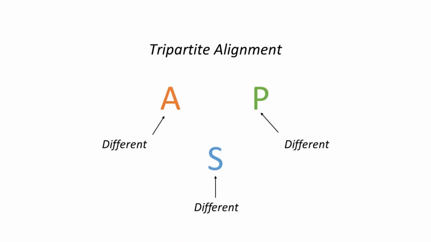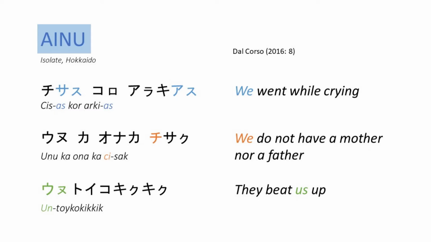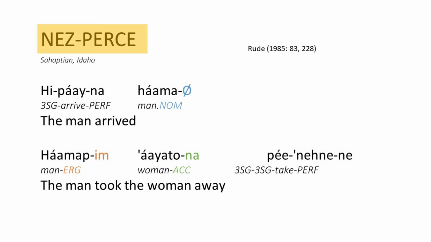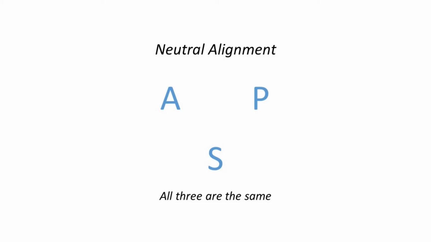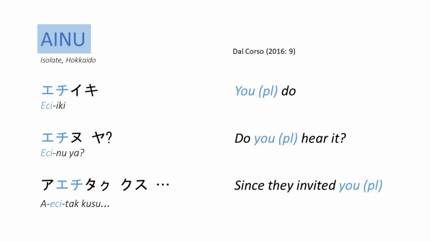There are a few more systems, but they're all a lot rarer. When the agent, patient, and sole argument are treated differently, it's called tripartite alignment. This doesn't happen very often, and usually not completely. It happens in Ainu, but only for the first person plural. Ne per se does it, but only for the third person. Also, there's a tripartite system in Navi, the fictional language from Avatar. You remember Avatar, right? When every role is marked the same, it's called neutral alignment. Ainu does this as well, but only for the second and third persons.